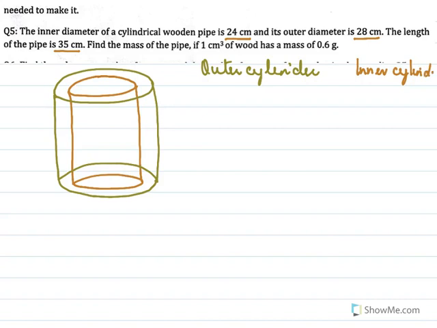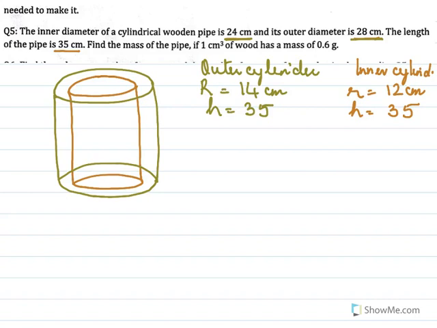Now here it is given to us that the inner diameter is 24, so the radius will be 12 centimeter, and the outer is given as 28, so the radius will be 14 centimeter, and the height of the pipe is the same, given as 35. So height for the outer is 35 and inner is also 35.